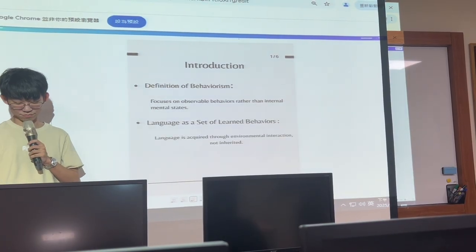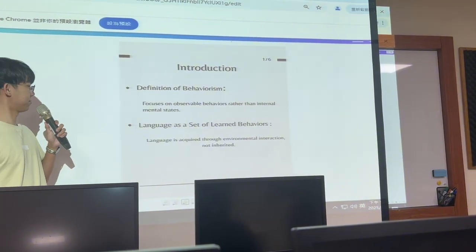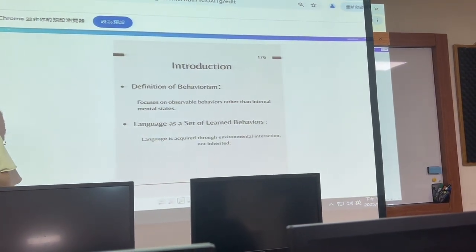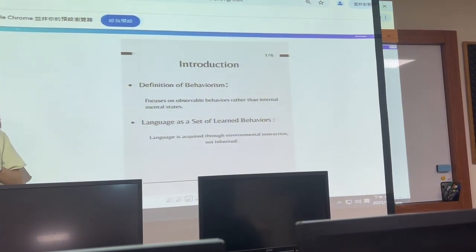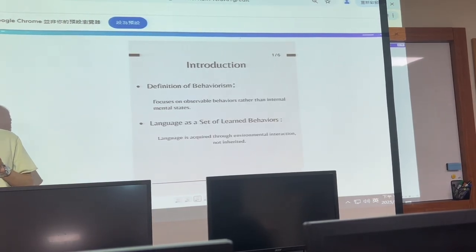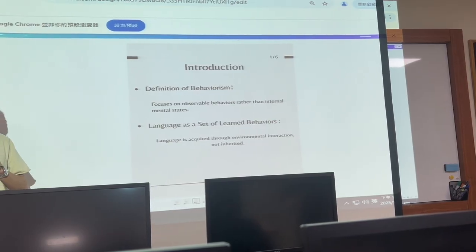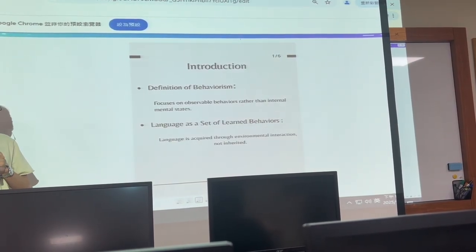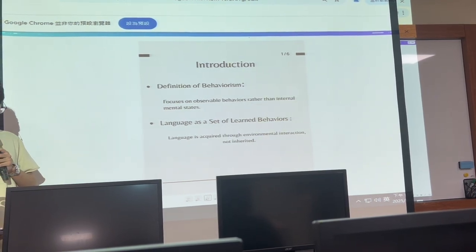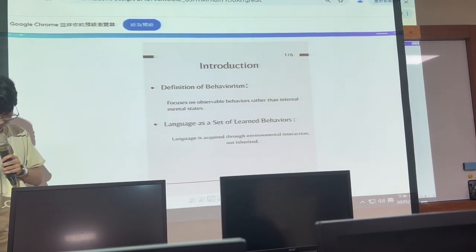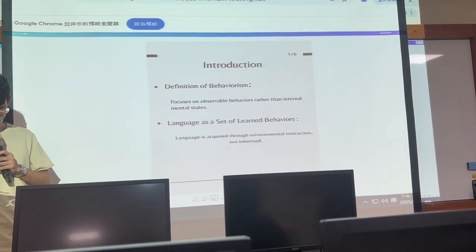Okay, the introduction. Let's talk about behaviorism. The main idea is to focus on behavior that we can see and measure. It's not about what happens inside the mind, just what we do and say. From this view, language is a set of learned behaviors. It's not something we are born with, but something we pick up from the environment through interaction, like learning to walk or ride a bicycle.